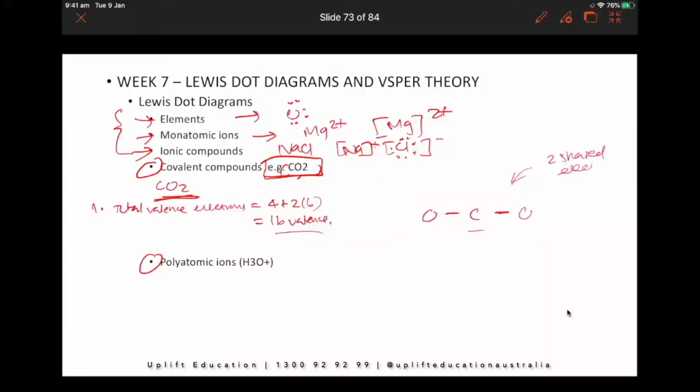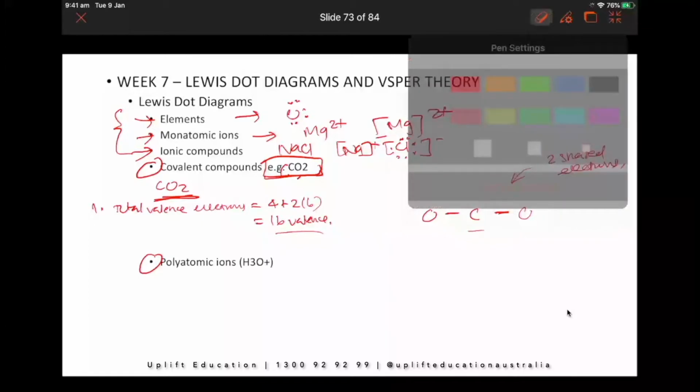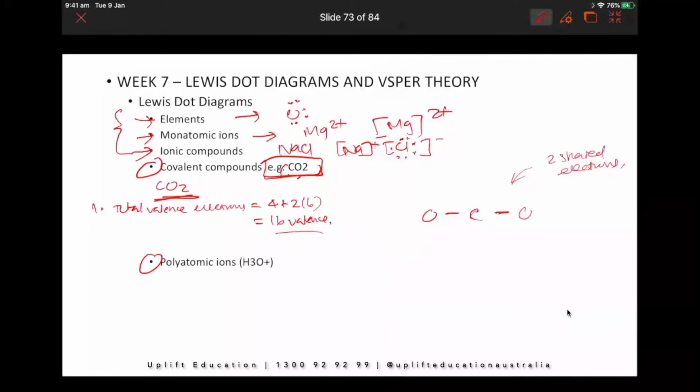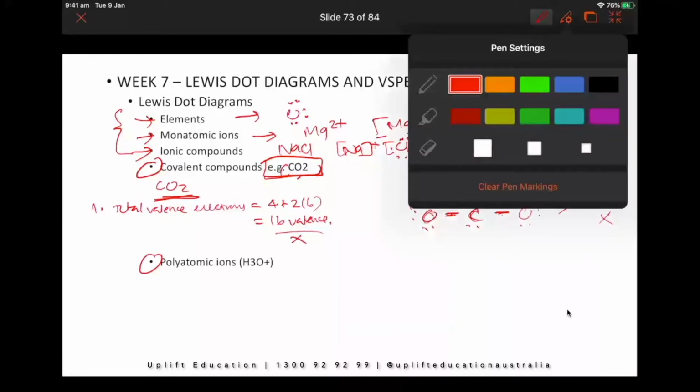And then from there, you're just going to fill everything out so it has a full outer shell. So in other words, if we look at this oxygen, this has 2 electrons from the single bond, so it needs 6 more. This carbon has 2 single bonds, so it has 4 shared electrons, so it needs 4 more. And then this oxygen also needs 6 more. And then what you're going to do is you're going to count those electrons, 20. And then if it doesn't align with what you calculated at the beginning, then your electron dot diagram is wrong.